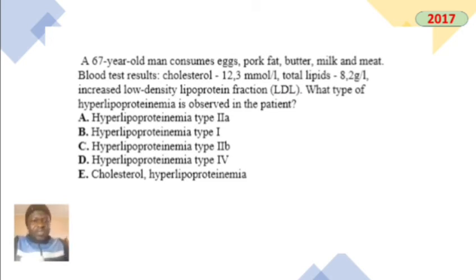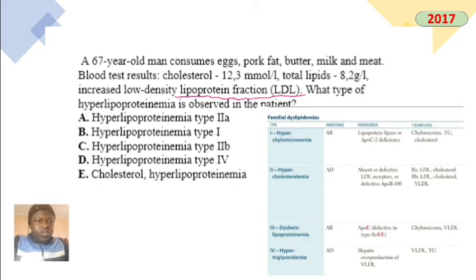Okay, let me just show you for the sake of completion, right? You can see this image is from First Aid. Type 1 has increased chylomicrons, triglycerides, and cholesterol. There is no LDL, which is mentioned in the question, as you can see. Type 2A is LDL and cholesterol. Then 2B is LDL, cholesterol, and VLDL, right? Type 3 is chylomicrons and VLDL. And type 4 is VLDL and triglycerides, right? So you can remember it this way.